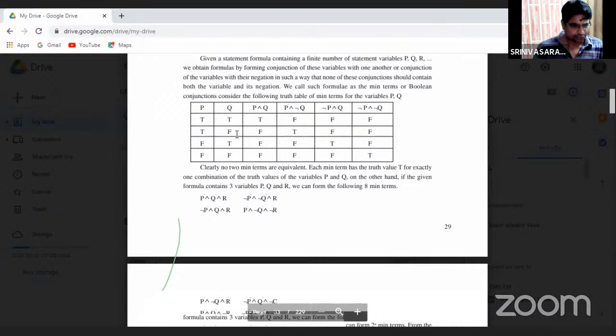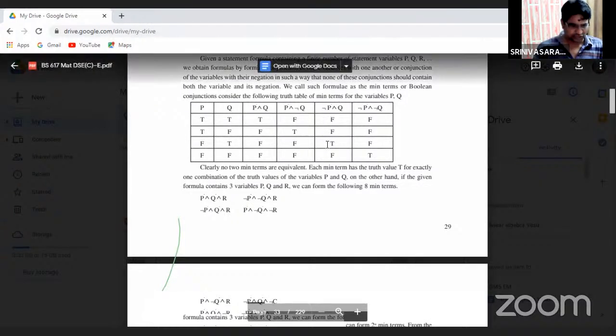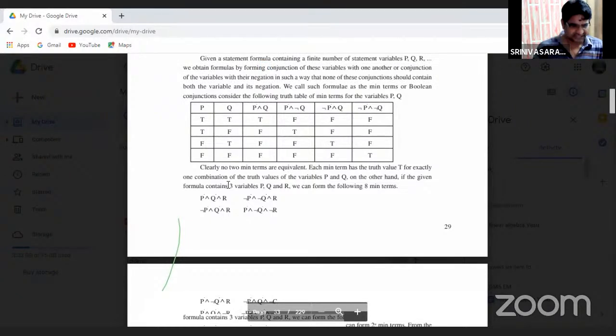True and true, because the negation Q value is true, so true and true is also true. False and false is also false. False and true is also false. That's it, that is easy to understand. Now you have to write the other two in the same manner. There is no confusion. Okay, that's enough.